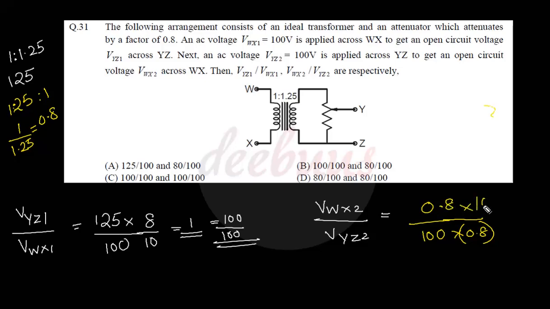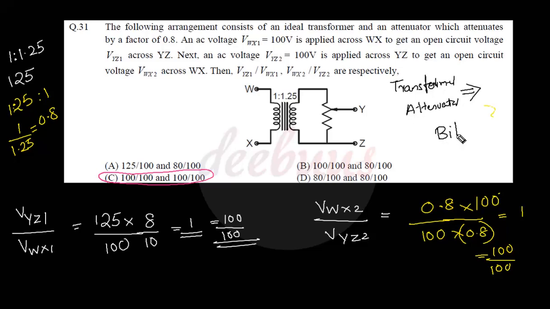0.8 into the input voltage. Input voltage is again 100, right? So the answer again turns out to be 1 or 100 by 100. So the option must be C, 100 by 100 and 100 by 100. Again in this question, there is no need of actually calculating the reverse case, because the transformer and the attenuator, right? Transformer and the attenuator is basically a bilateral element, right?